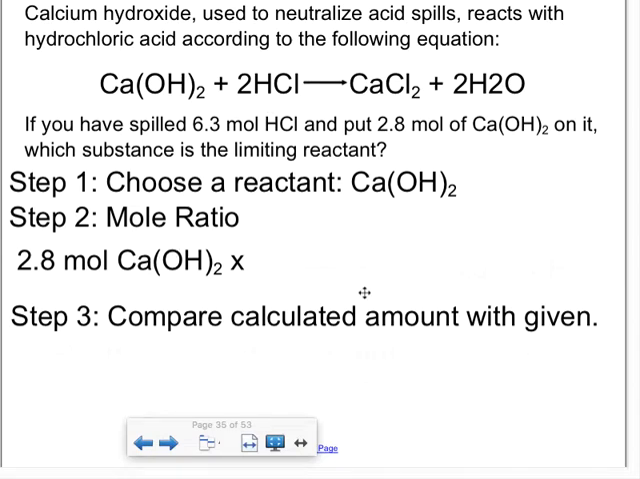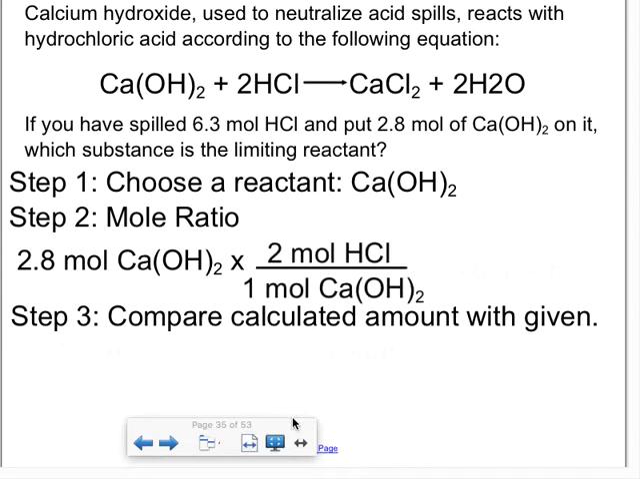So I'm in calcium hydroxide. That means my calcium hydroxide is going to go on the bottom. But what coefficient do I use? Well, you look at your chemical equation. There's nothing here, so it's going to be a 1. So 1 mole of calcium hydroxide is going to be on the bottom, and 2 moles of hydrochloric acid is going to be on top. So there's my mole ratio, 2 to 1. So 2.8 times 2 divided by 1 gives me 5.6 moles of hydrochloric acid.